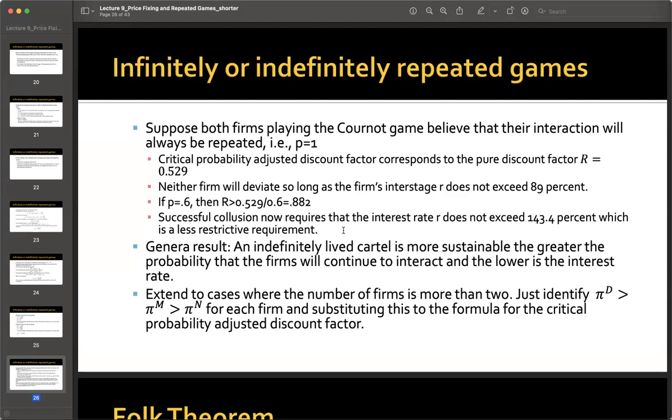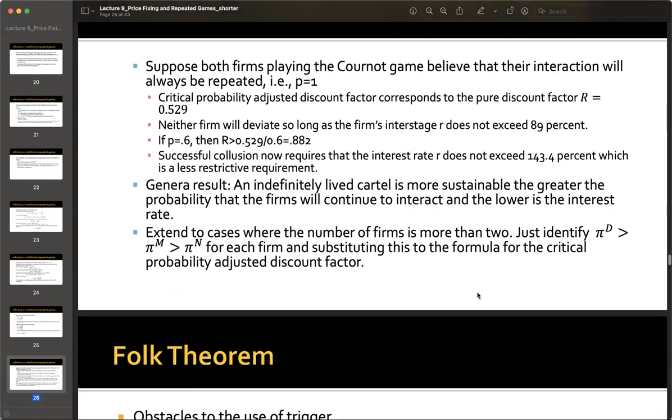So general result, an indefinitely lived cartel is more sustainable the greater the probability that the firms will continue to interact, and the lower is the interest rate. Okay, so the interest rate dito is just the inverse of the R. I'm not quite keen on that, so never mind. But I'm just explaining what the interpretation of the slide is in terms of the interest rate. So the big R and the interest rate are negatively related, inversely related.